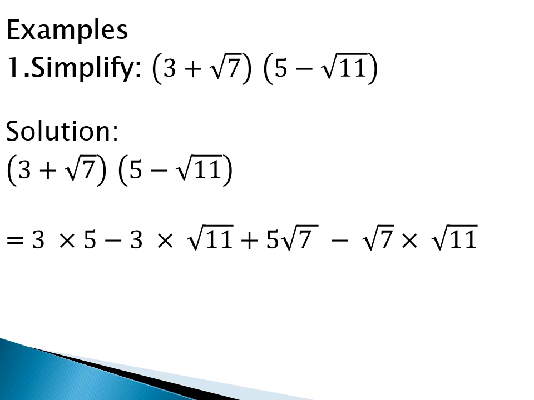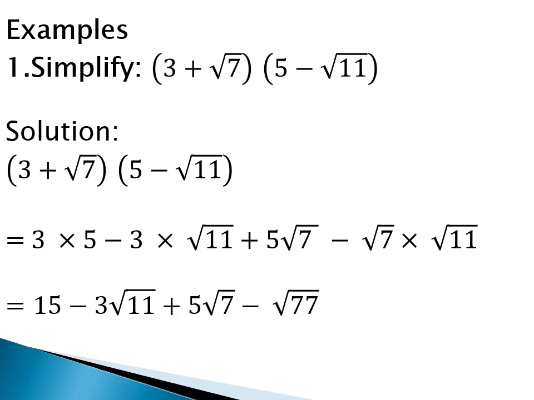Again root 7 into 5, both are plus, so 5 root 7. Plus into minus, minus root 7 into root 11. So these are the steps we are getting here: 3 into 5, 15, and minus 3 root 11, there is no change, plus 5 root 7, there is also no change, minus root 7 into root 11. So 7 into 11, what is the answer? It is 77. So you can get the answer like this.